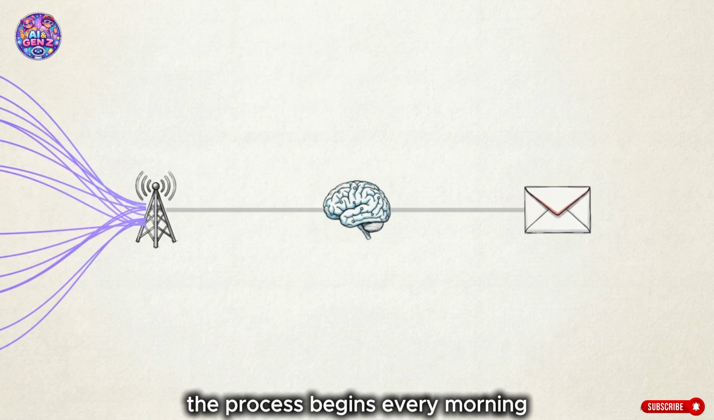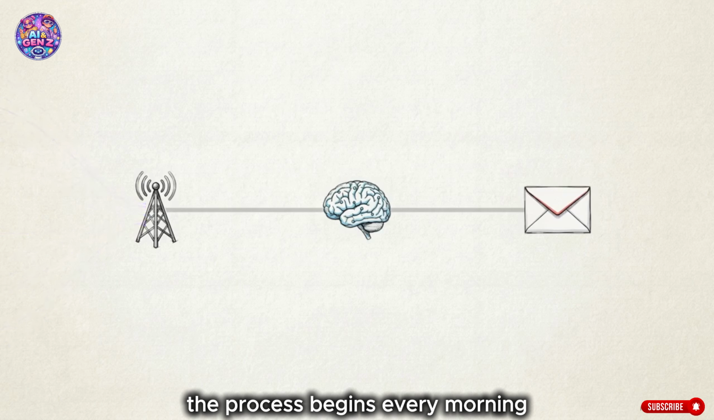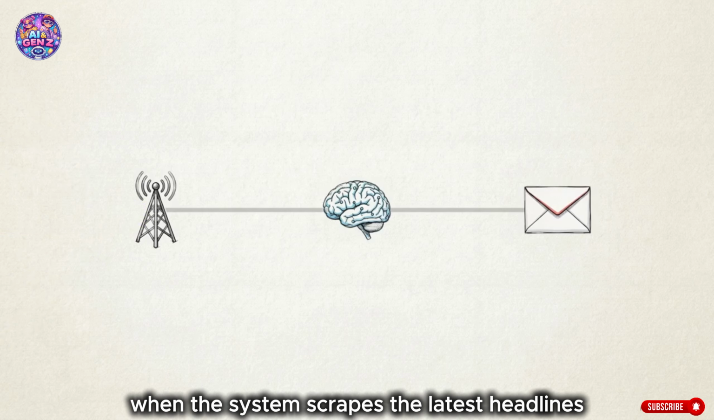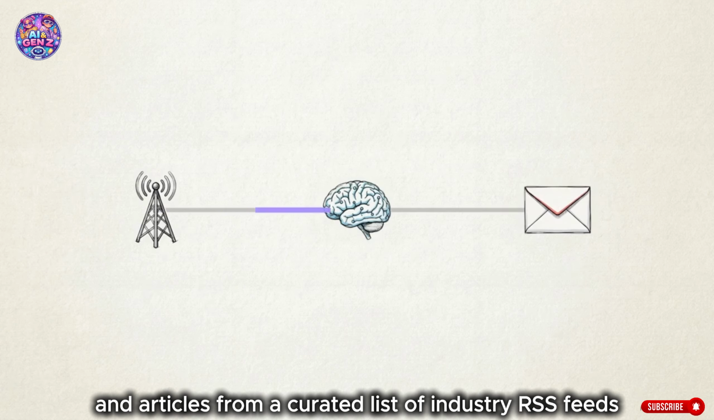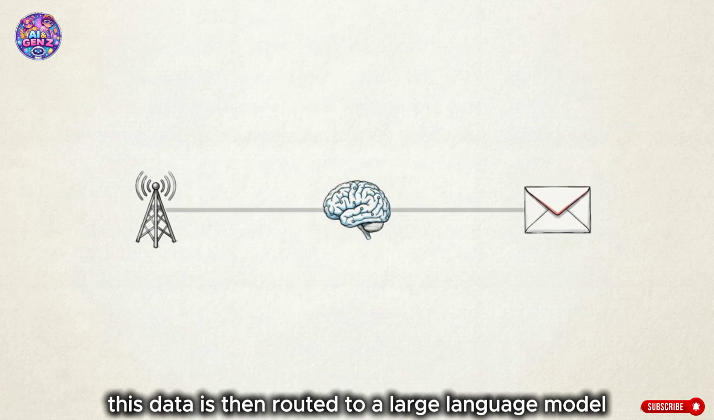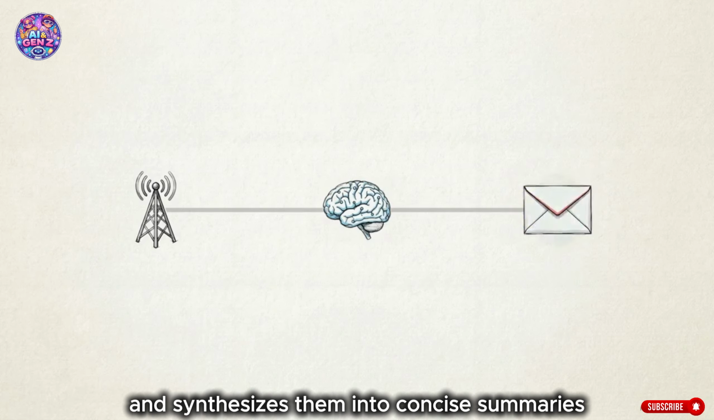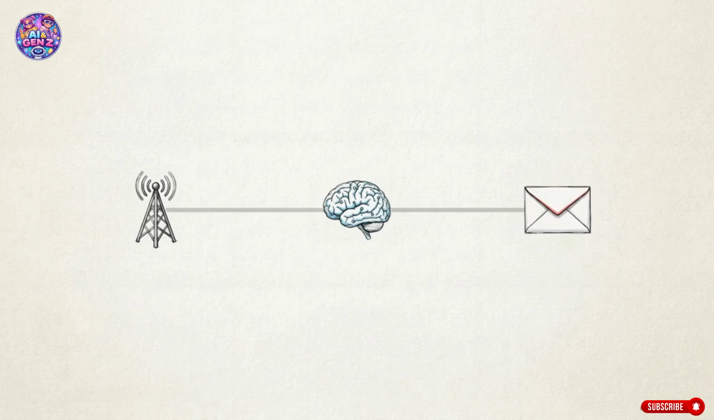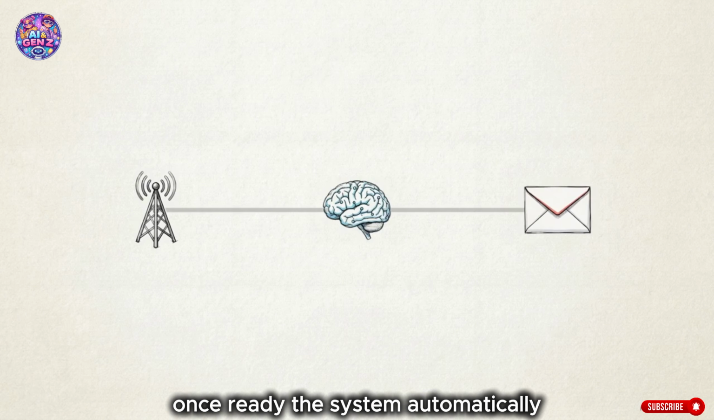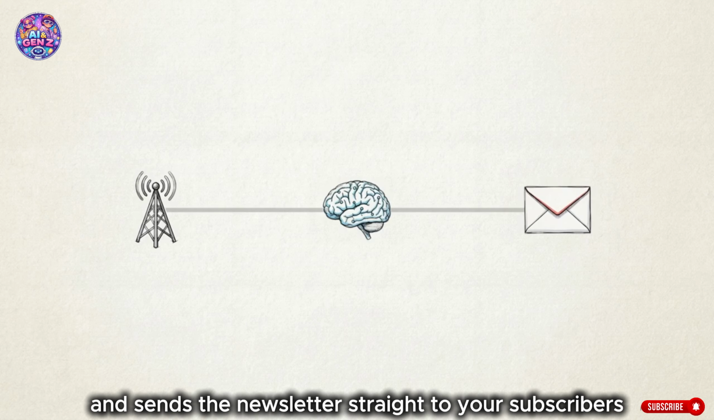This system works by linking three distinct nodes: a data extraction trigger, an artificial intelligence curator, and an automated distribution module. The process begins every morning when the system scrapes the latest headlines and articles from a curated list of industry RSS feeds. This data is then routed to a large language model, which identifies the most significant stories and synthesizes them into concise summaries. Once ready, the system automatically formats the summaries into HTML and sends the newsletter straight to your subscribers.